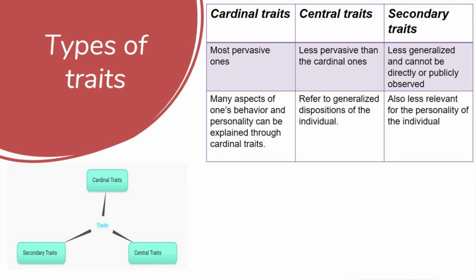On the other hand, secondary traits are very intimate traits which cannot be known by just one meeting. These traits can only be understood when you are very close with the other person, at an intimate level. Like one's interests, what one's eating habits are. These are the secondary traits. I hope you are clear about these three types of traits.